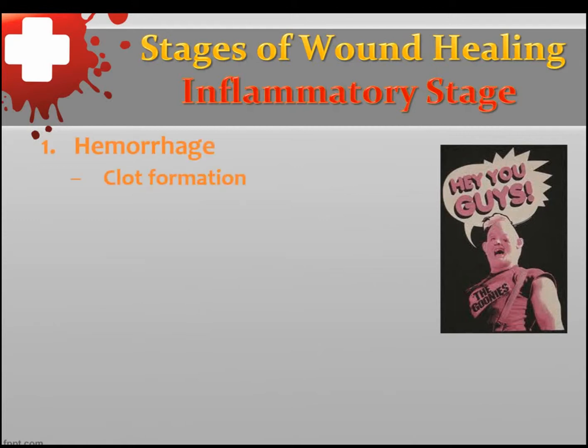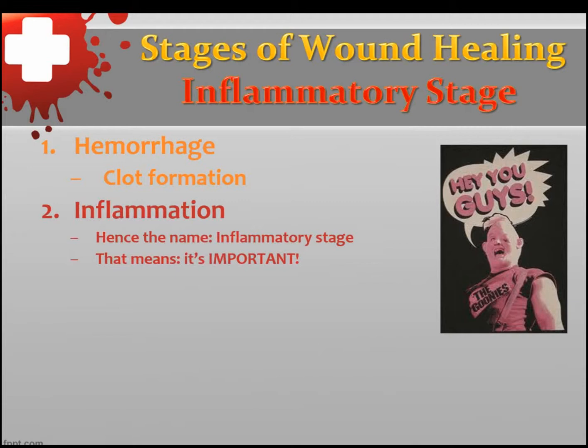The first stage is the inflammatory stage. This stage starts when bleeding starts. Bleeding is important to cleanse the wound of contaminants, but excessive bleeding is a bad thing. So the vessels will vasoconstrict and platelets will form a plug to stop the initial bleeding, which is our initial platelet plug.